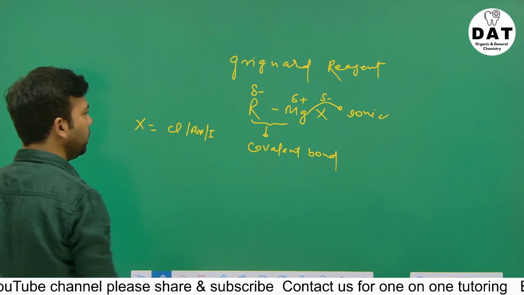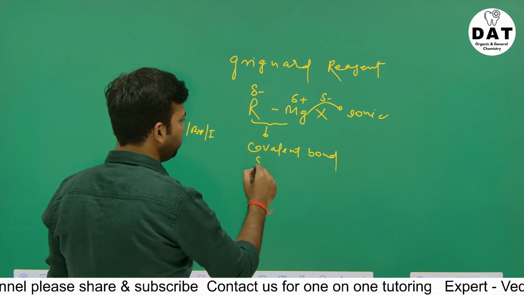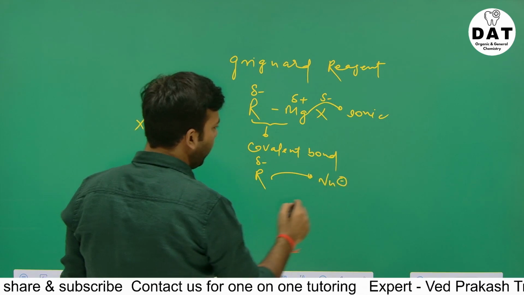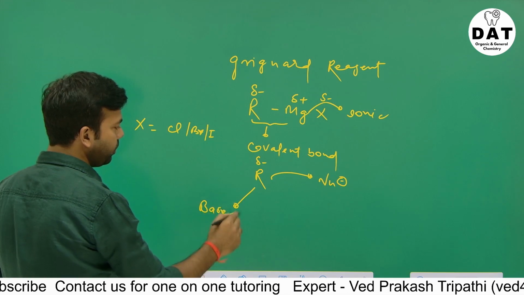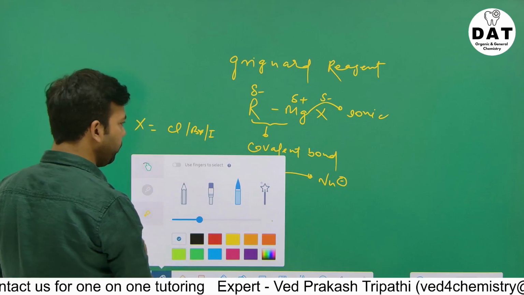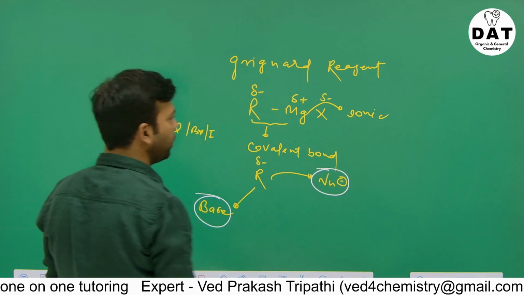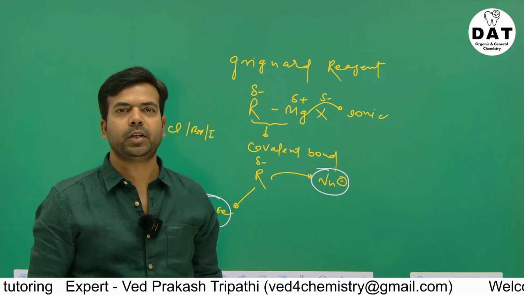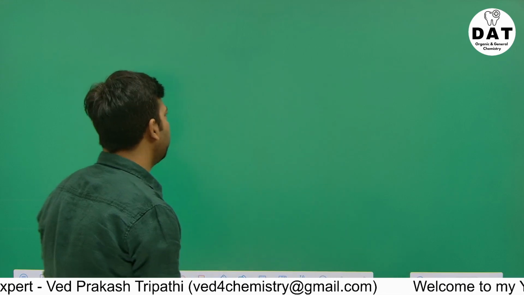Okay, in general. And this R minus can act as a nucleophile as well as a base. So these two reactions are very important, the nucleophilic reaction as well as acid-base reactions. First we are going to discuss how to make this Grignard. What is the method of preparation? So let's talk about the method of preparation.